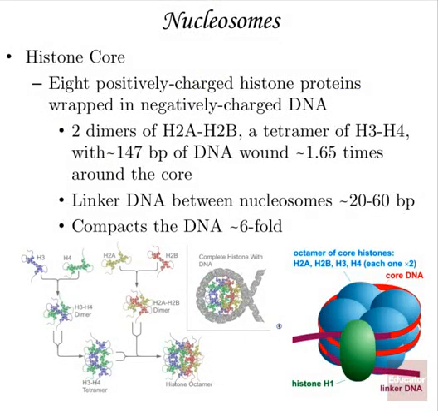Now, these are some slides that we've already seen in the chromatin organization lecture, but I wanted to just have them again so that we could reference them. So remember, we have a histone core. We have 8 histone proteins. We have 2 dimers of H2A, H2B, 1 tetramer of H3, H4, 147 base pairs of DNA wound around, okay, and it's about 1.65 times around the core. We also have linker DNA, 20 to 60 base pairs, okay, and just that nucleosome will compact DNA about 6-fold.